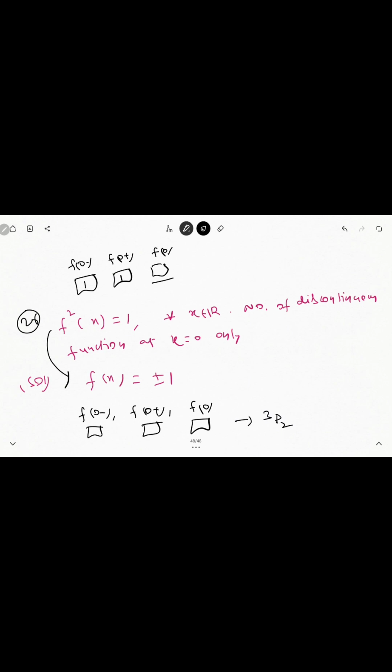So number of ways, tell me. 3p2. 3 boxes. Once again I am repeating, 3 boxes and 2 numbers. What are they? Minus 1 comma 1. So 3p2 means 6. Done. Completed.